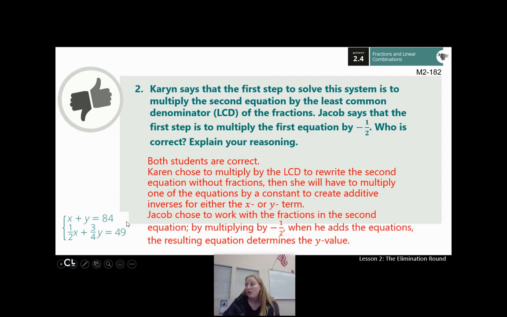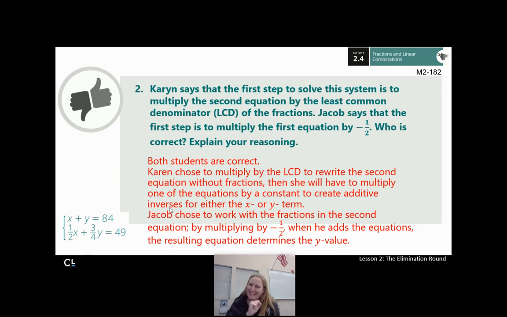Jacob's way is correct too, though. Jacob's like, you know what? Fractions are fine. I can deal with fractions. So he chose to work with the fractions for the second equation. By multiplying that first equation by -1/2, he creates those additive inverses for x to cancel them out so that he can then just work with the y's. So again, more than one way of doing this.